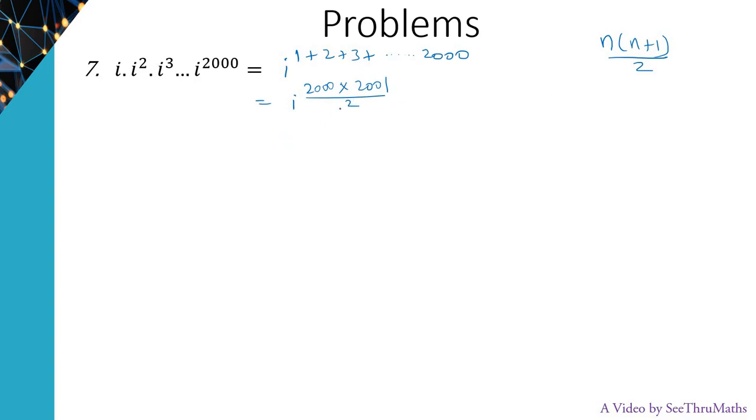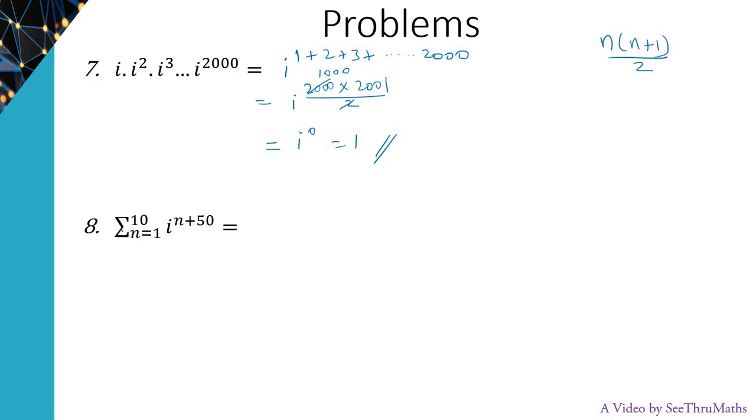First we will simplify this: 2 and 2000 gives 1000. So this is equal to i power, now you can see the power is 1000 multiplied by 2001. 1000 is divisible by 4, which means the entire number is divisible by 4. So it is nothing but i power 0, which equals 1. Such a long term, but we have simplified it in a very simple way.